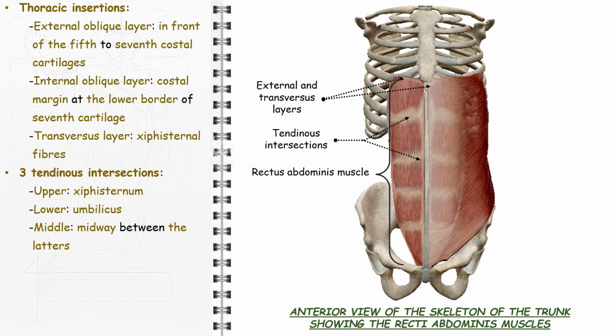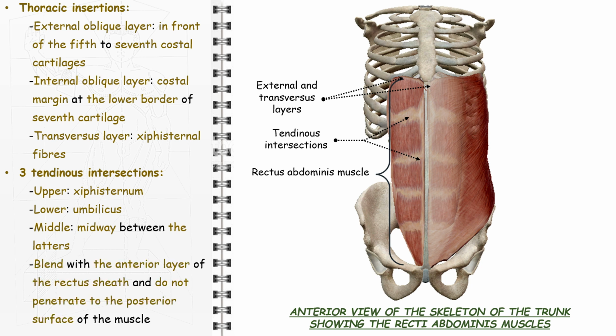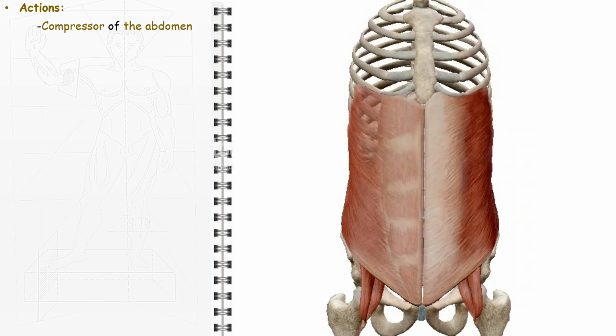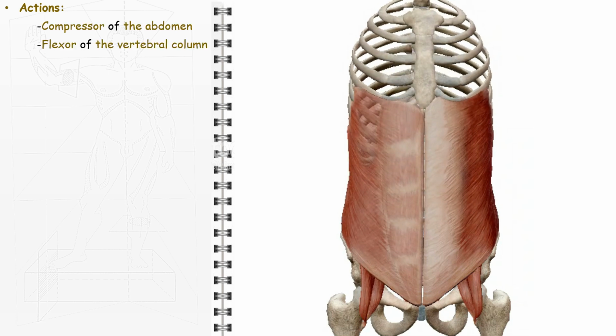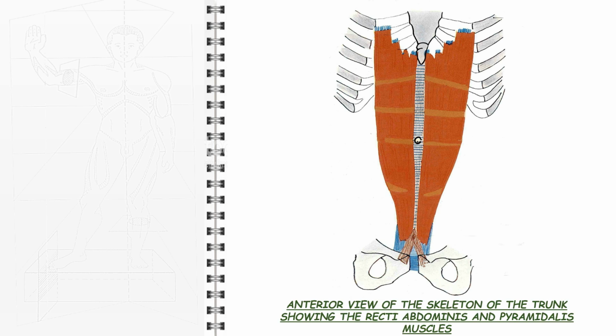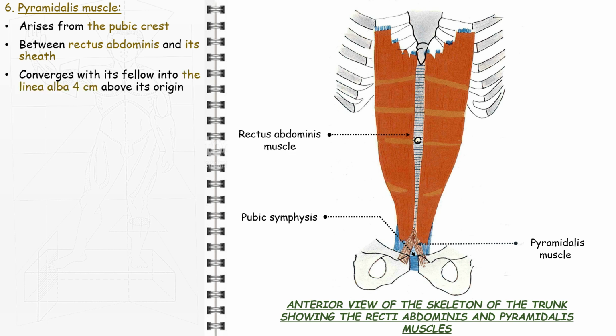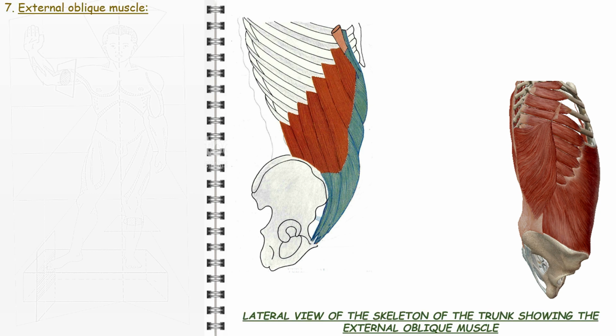The tendinous intersections blend with the anterior layer of the rectus sheath and do not penetrate to the posterior surface of the muscle. The rectus abdominis muscle is a compressor of the abdomen, flexor of the vertebral column and depressor of ribs. The pyramidalis muscle is a paired triangular muscle that arises from the pubic crest between the lower portion of rectus abdominis and the anterior layer of its sheath and converges with its fellow into the linea alba 4 cm above its origin.